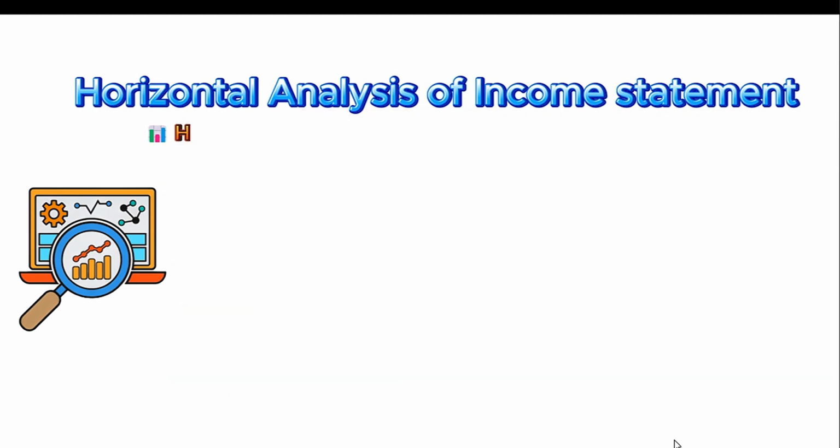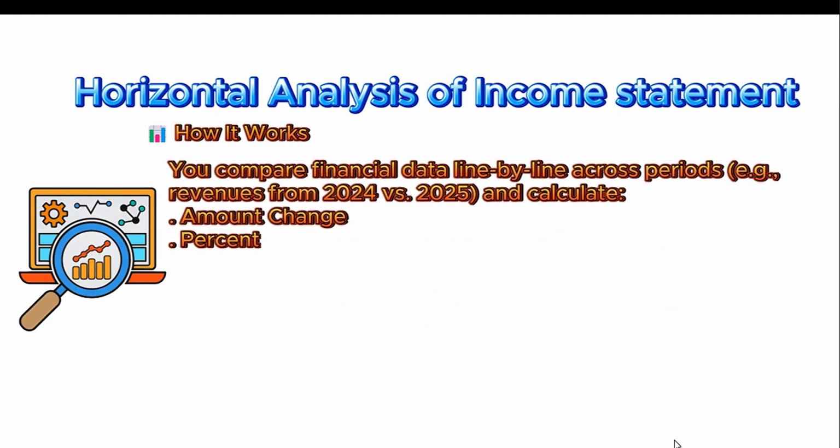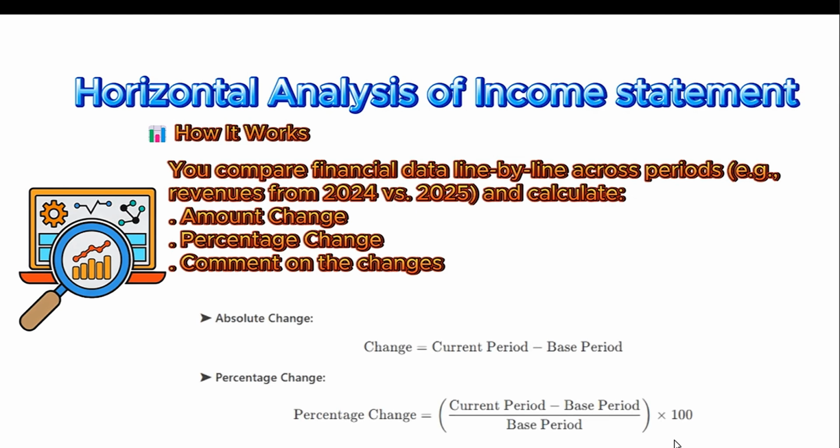How horizontal analysis works: you compare financial data line by line across periods, e.g. revenues from 2024 versus 2025, and calculate the amount change, the percentage change, and comment on the changes. The first one is absolute change. Take the current period, then subtract the base period. That will give you the absolute change. For percentage change, pick the current period, deduct the base period, then divide over the base period times 100 to give you the percentage.